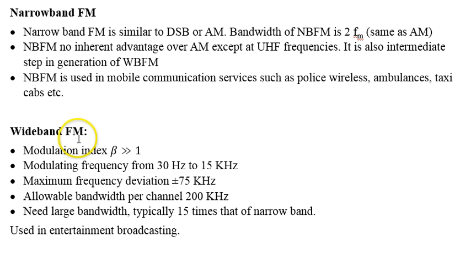Wideband FM has a modulation index much greater than 1, typically I said 5 or 10. The modulating frequency is from 30 Hz to 15 kHz. You notice this is for a good music signal. You can get good music up to say 15 kHz modulating frequency, and the maximum frequency deviation here is taken as plus minus 75 kHz, and the allowable bandwidth per channel is about 200 kHz. So you notice the bandwidth is very large compared to AM systems, and this bandwidth turns out to be about 15 times that of narrowband FM.